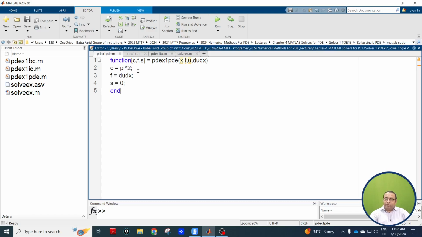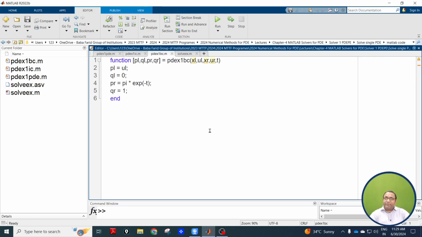These are the coefficient functions and output arguments. The corresponding values of c, f, s, as we discussed in the presentation, are here: c is equal to pi squared, f is equal to du/dx, s is equal to 0. This is the initial condition function PDEx1IC, and there is only one input argument. u0 is the output argument, and u0 is equal to sine of pi times x.